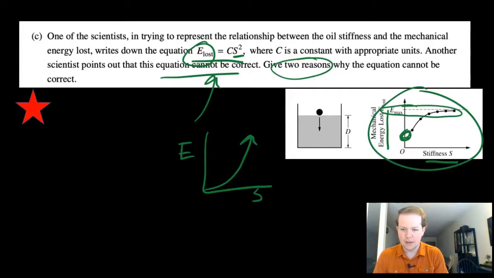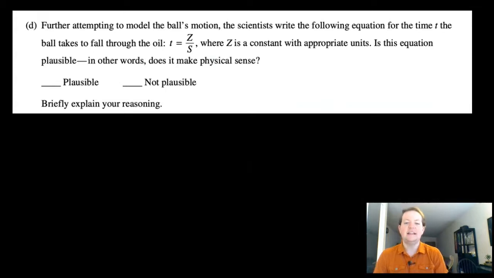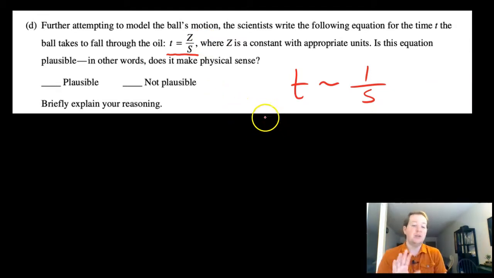Let's see. Oops, sorry. I'm right here. D. It's saying, oh man, another attempt to model the ball's motion. This time writing an equation for time. They wrote an equation: T is proportional to 1 over S. Again, ignoring this constant. We don't really need to worry about it. You guys knocked this problem out of the park. This was an easy couple of points. Okay? You pretty much all got it right.